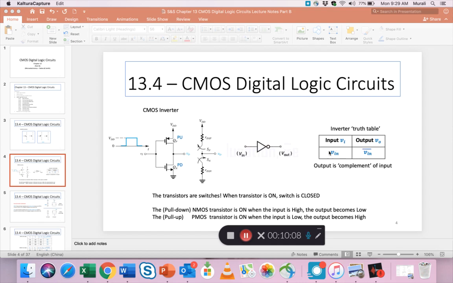Now we have written this in terms of V, etc., but you can just say X and Y, right? And you can say the output is Y, the input is X. So for an inverter, when X is high, Y will be low, and when X is low, Y will be high. Okay? Alright, so this is a summary. I hope this is quite familiar to all of you.